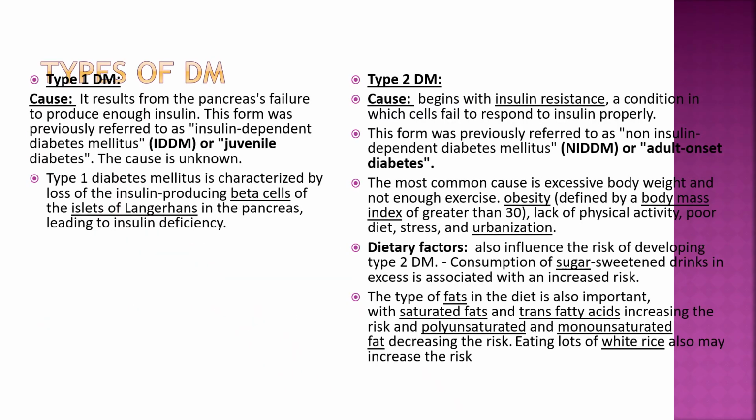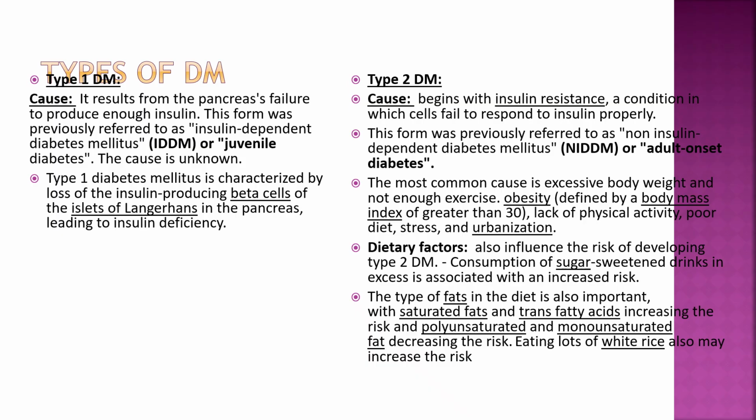Now we will see the types of diabetes mellitus. There are mainly two, type 1 diabetes and type 2 diabetes. Type 1 diabetes results from the pancreas failing to produce enough insulin, and it was previously called insulin dependent diabetes mellitus or juvenile diabetes because it is seen mainly in children. Type 1 diabetes mellitus is characterized by loss of insulin producing beta cells of the islets of Langerhans in the pancreas, which gives rise to insulin deficiency.